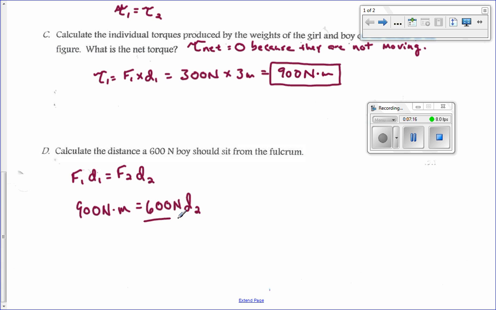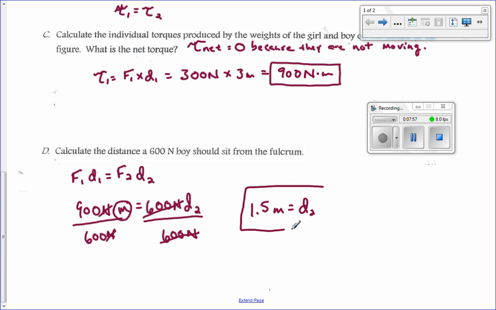All right, so how are we going to find distance 2? We have to divide out 600 newtons. Whatever we do on one side, we have to do on the other. So we divide out 600 newtons here. Cancel 600 newtons and cancel newtons. And then the unit that we're left with is the meter. 900 divided by 600 is 1.5 meters, which is equal to distance 2.